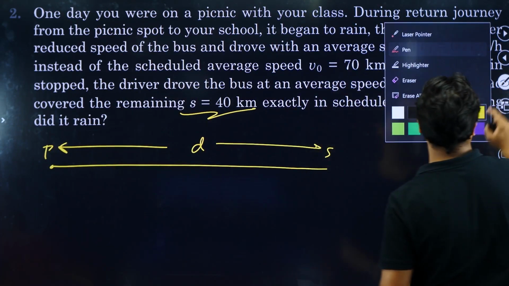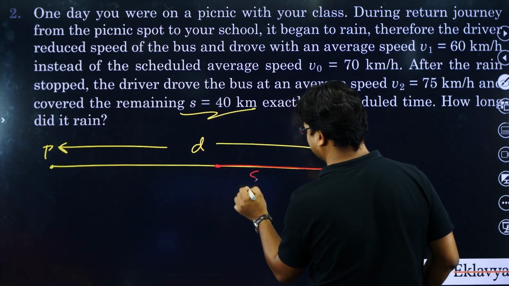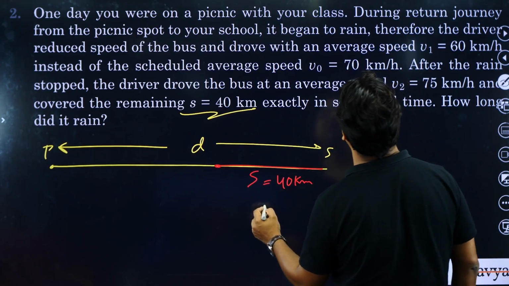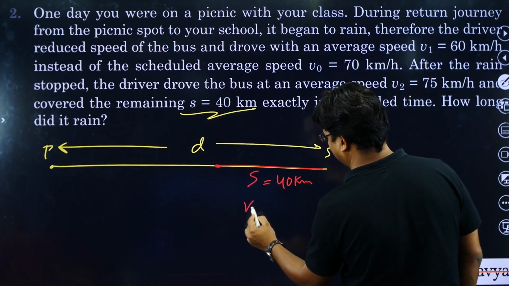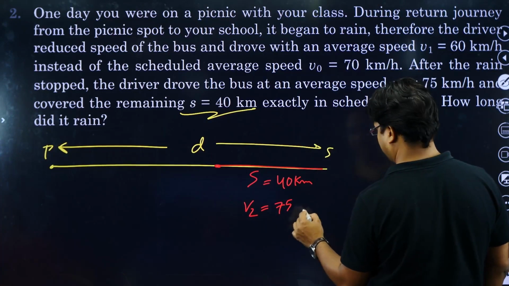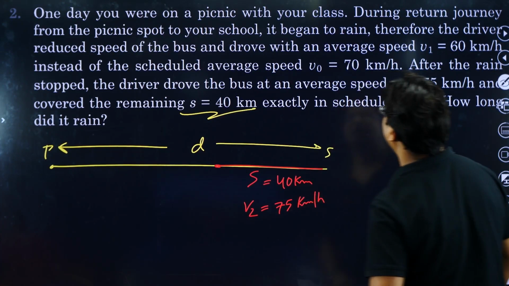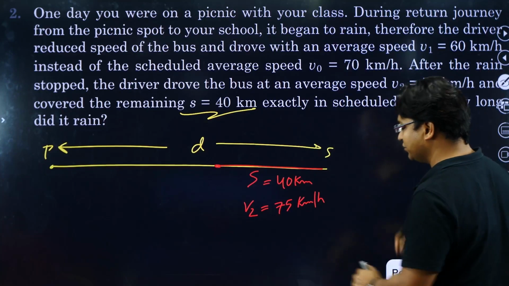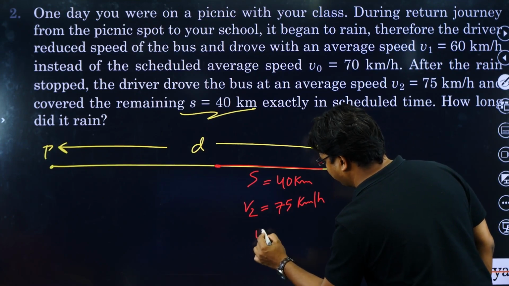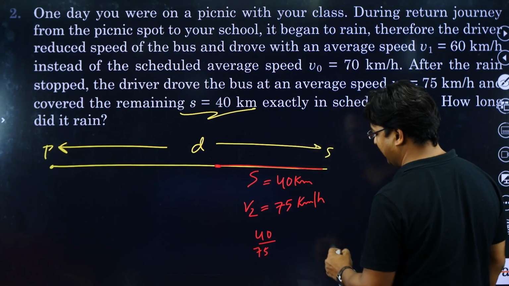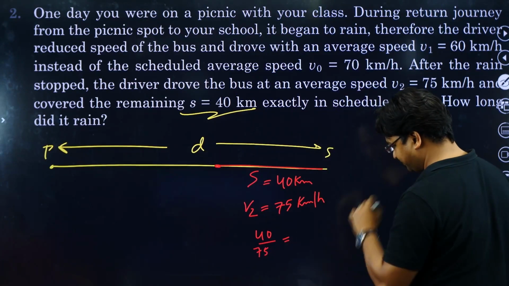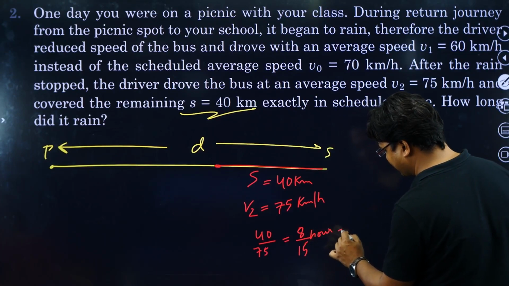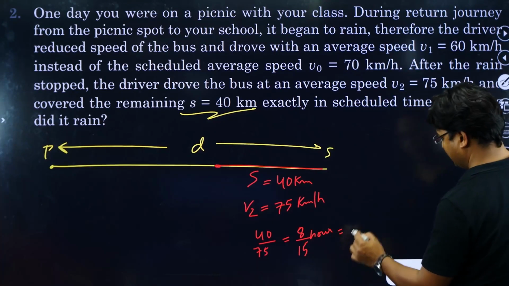But what we know is that out of this distance S, the remaining distance, which is 40 kilometers, was covered at a speed of V2, which is 75 kilometers per hour, right? Average speed of 75 kilometers per hour. And then what happened? So how much would be the time taken? So this time would have been 40 divided by 75 kilometers per hour. So in hours this would be 8 upon 15 hours, and if we write the same time in minutes, this would be 32 minutes.